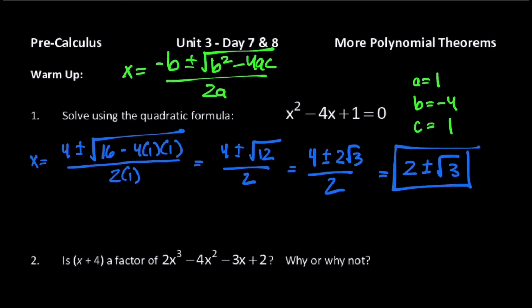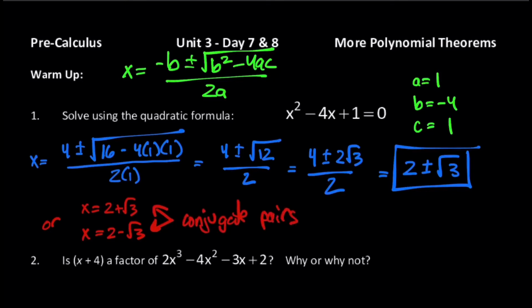Now, if you wanted to, you could also split those up. You don't have to in this case, but you could say x equals 2 plus square root 3, x equals 2 minus square root 3. And remember what we call these. Those are called conjugate pairs. All right, something you're going to want to know for this course.